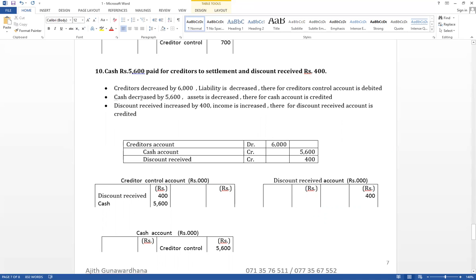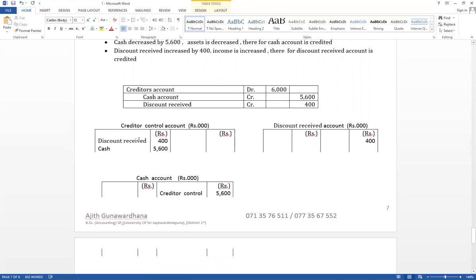And paid in cash, cash decreases only 5,600, asset decrease. Therefore, cash account credit. Discount received is an income increase. If income increases, it should be recorded on the credit side. Therefore, creditors debit the total value, cash account credit 5,600, discount received, an income increase, credit. Therefore, think about discount received; it should be recorded separately. Creditors account debit, discount received account credit. As a result of discount received, think about the net impact: creditors decrease, liability decrease, therefore creditors account debit, as well as income increase, discount received account credit, in the creditors control account.